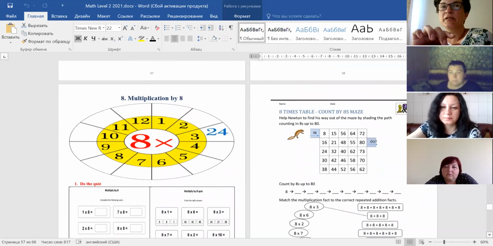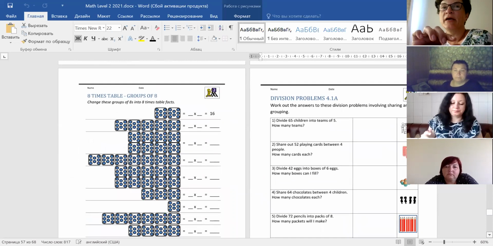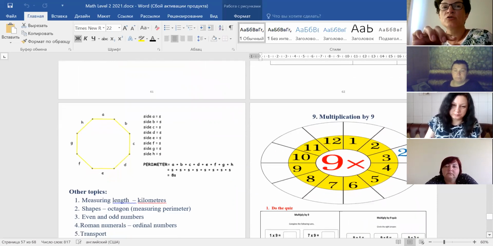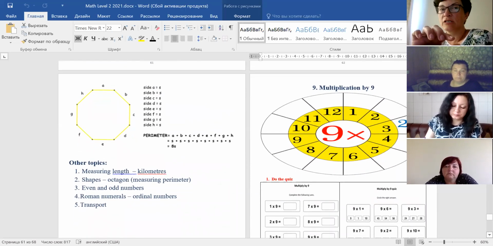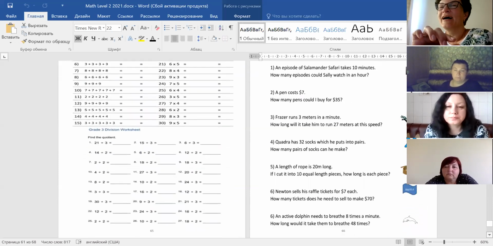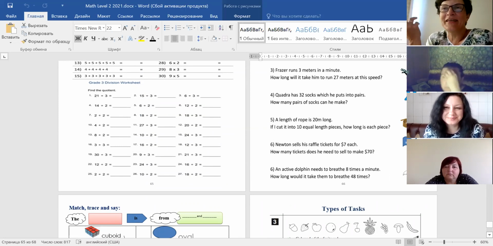Yeah, so we do city buildings, then multiplication by 8, and with multiplication by 8, we do the problems, and we do the octagon, and even and odd numbers. We don't do multiplication by 9 because it already contains all types of multiplications. And yeah, there's no need to do it by 9 because it's the same.